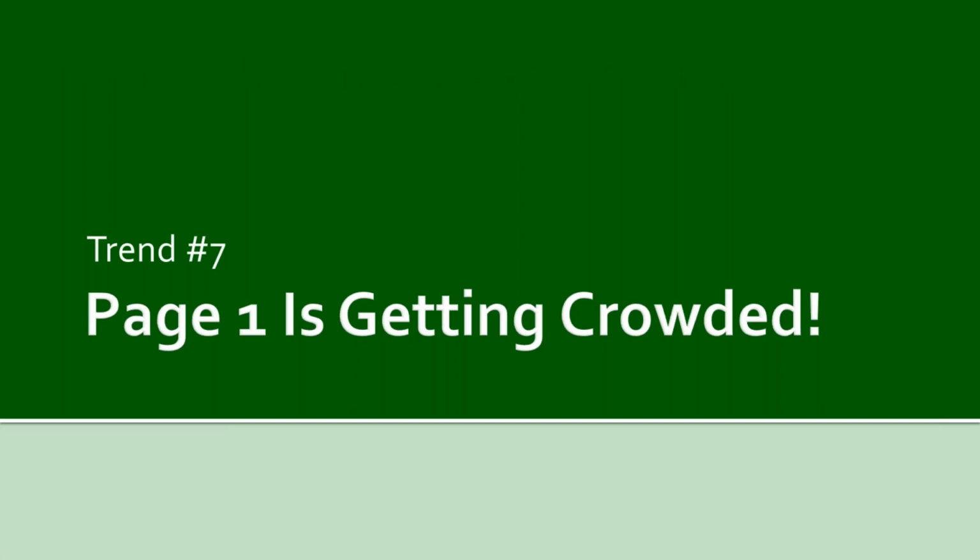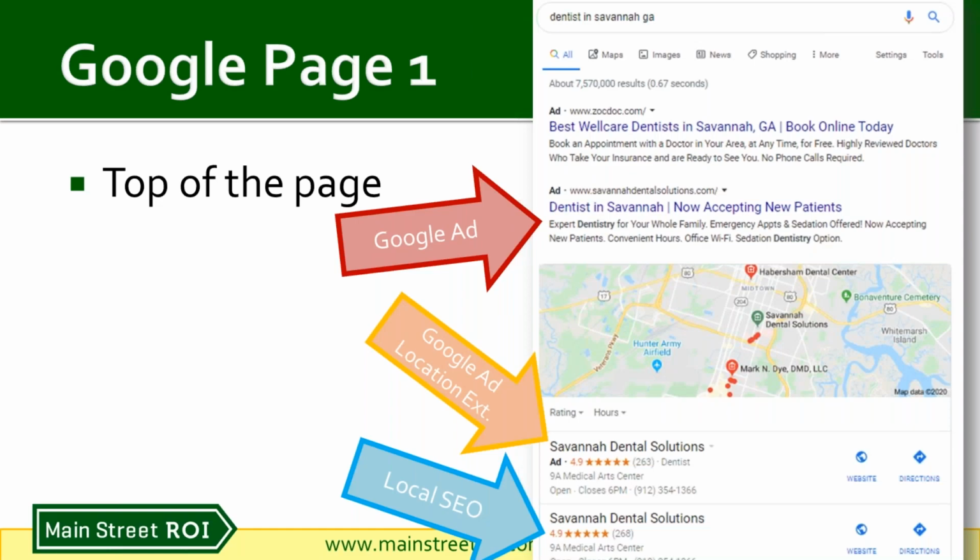All right, trend number 7, page 1 is getting crowded. I presented trends a couple of years ago with a similar trend, and it's getting even more crowded now. And this is a great example of a business we work with. So you can see I searched for dentist in Savannah, GA, and at the top you've got the ads, and I highlighted the Google ad there, and then it's a big map, and you can see that first result underneath the map is actually an ad.